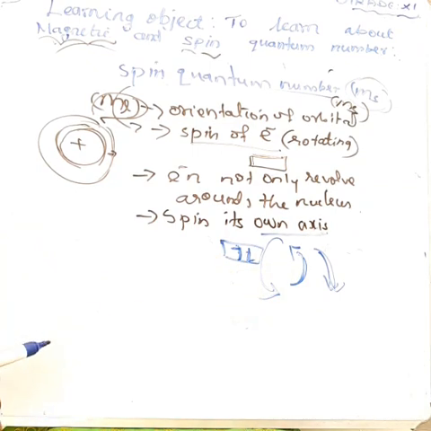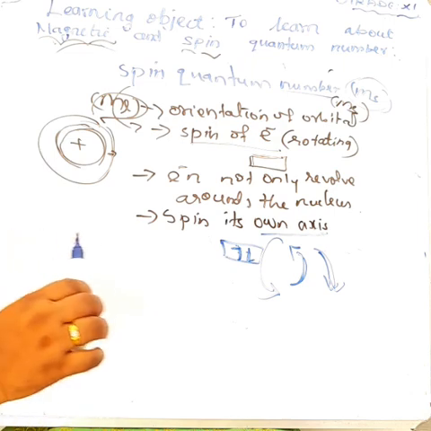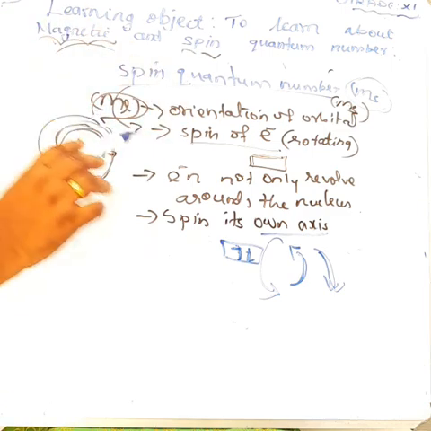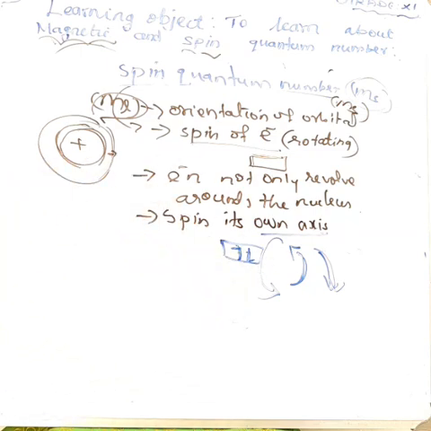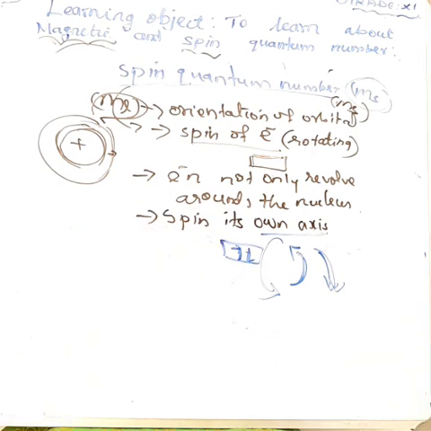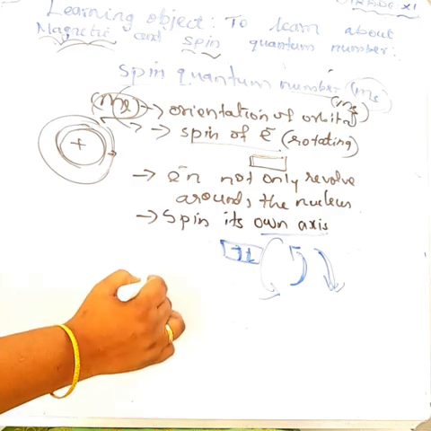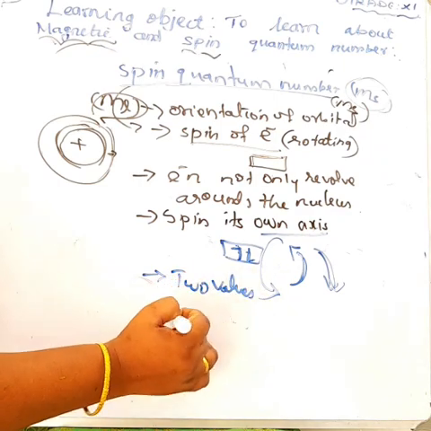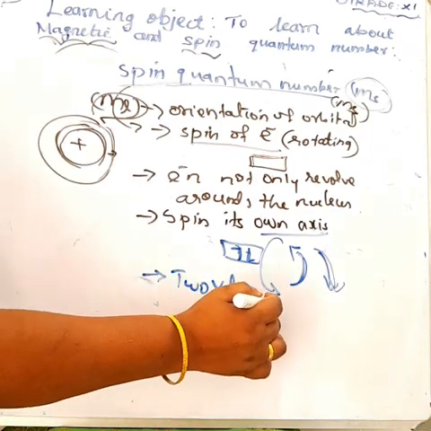The spinning of electrons is explained by the spin quantum number. Understood? Corresponding to the clockwise and anti-clockwise spinning of the electrons, a maximum of two values are possible for this quantum number. So how many values? Two values. What are the values? Minus half and plus half.